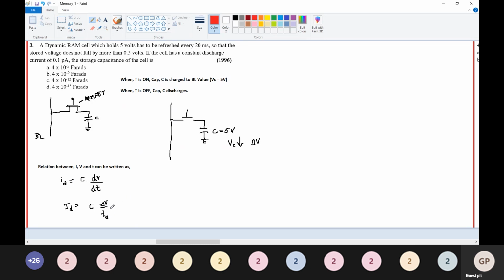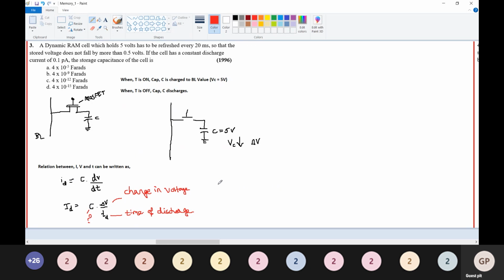So now del V is nothing but the change in voltage. TD is nothing but the time of discharge. C is the capacitance, and you are supposed to find the capacitance value.